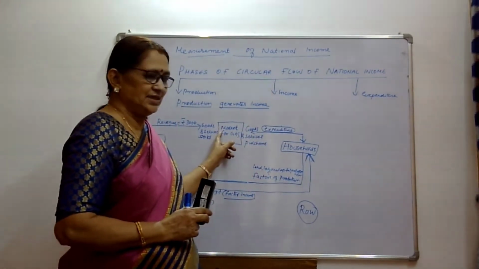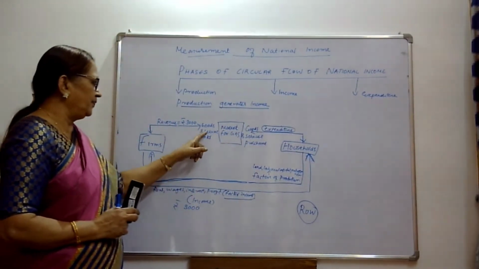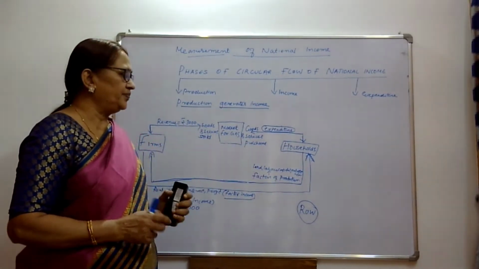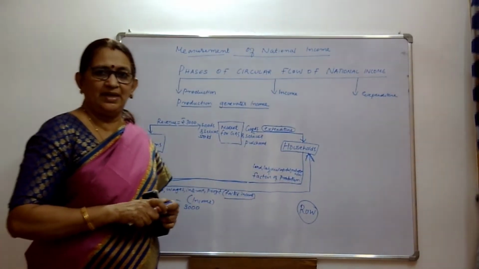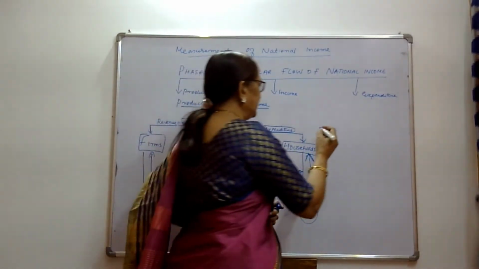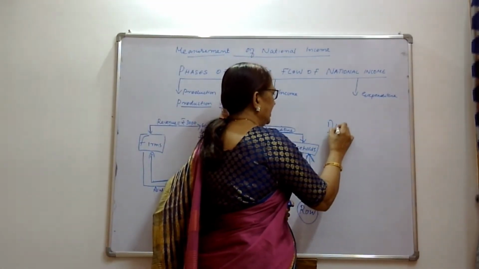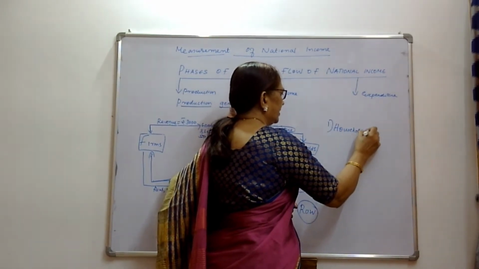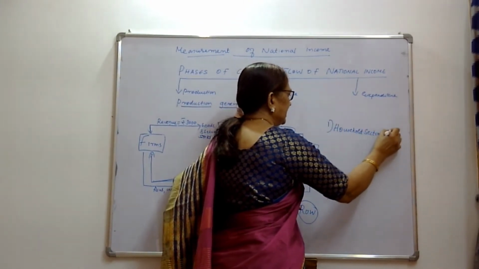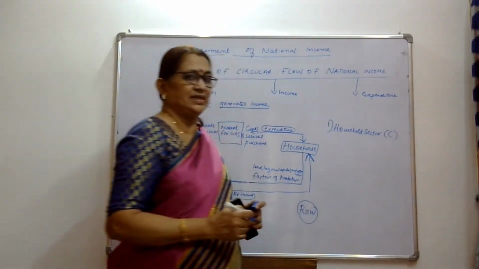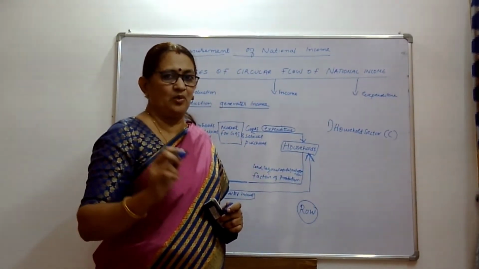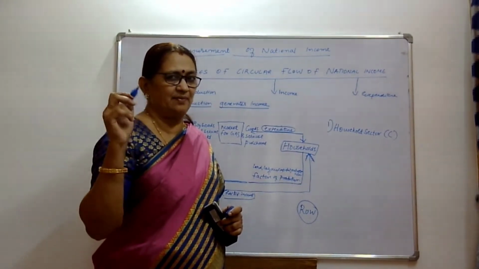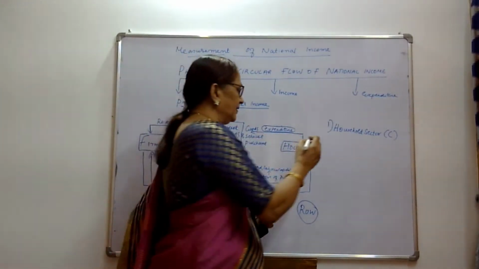That is, you can see here, I have taken only 2 sectors. Actually, in an economy, there are 4 sectors. Which are the 4 sectors in an economy? Household sector, denoted by the symbol C. That is the consumption sector. Households are consuming the goods and services. So, the household sector is denoted by the symbol C, the consumption sector.